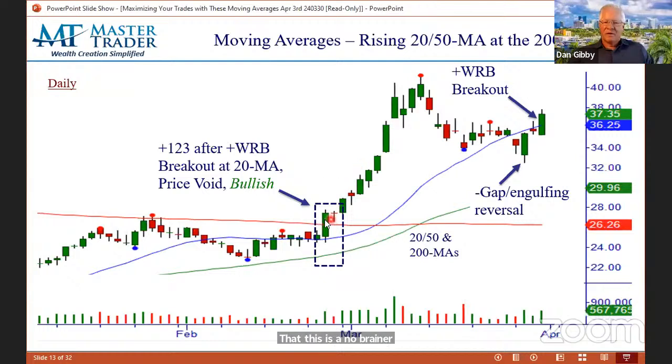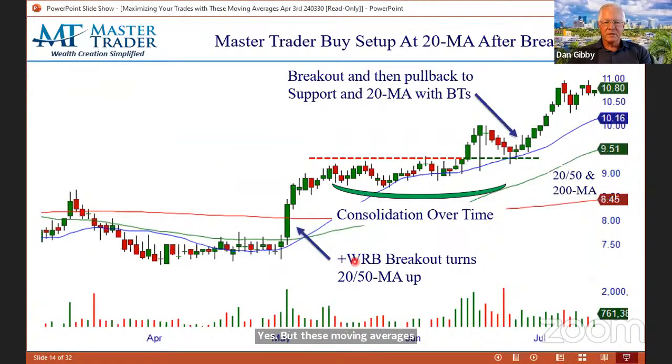This is a no-brainer setup. Again, would I take this trade without the moving averages? Yes, but these moving averages are increasing it. Flat to down, igniting breakout. So without me even looking at the moving averages, use common sense. My 20 MA is flat. Why? Because it's just chop going sideways. This big igniting move is going to curl up, start curling at whatever angle. It's going to rise to the 20 MA.